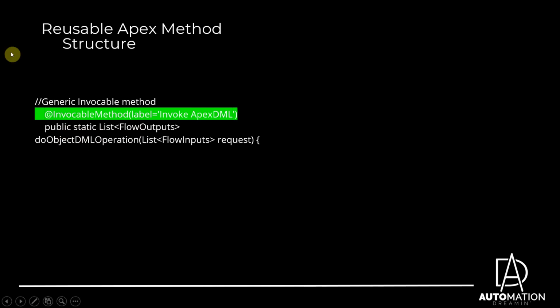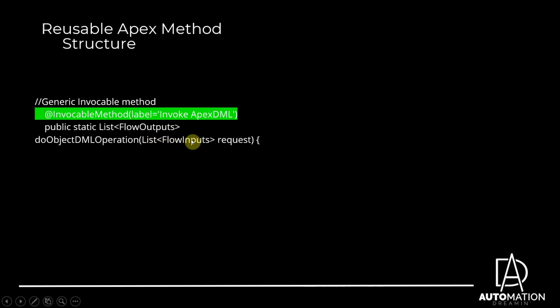And you can see there is an annotation added to this particular method called @InvocableMethod. So this is a must for any kind of Apex method that needs to be called from a flow. And if you see the parameter passed to this particular method, you can see it is a list of flow inputs.